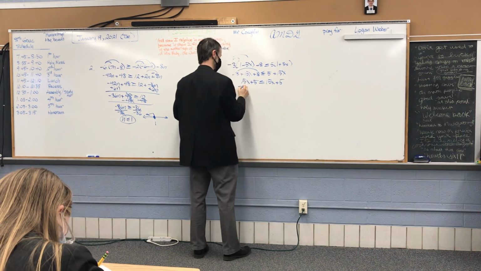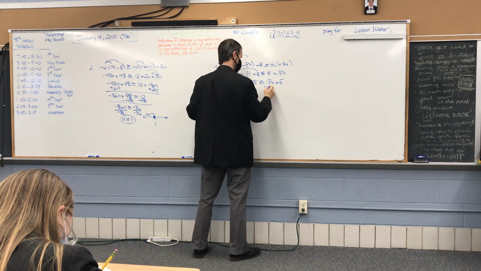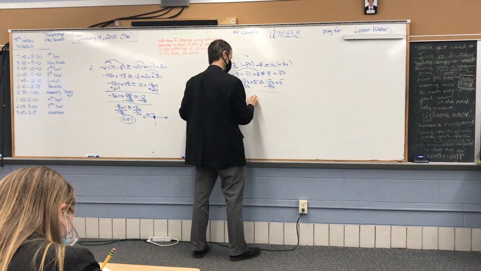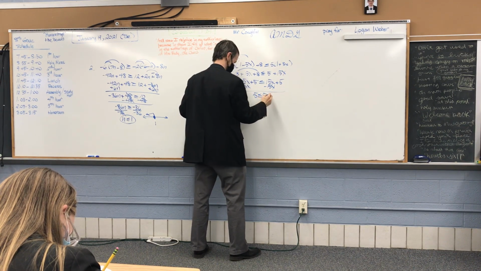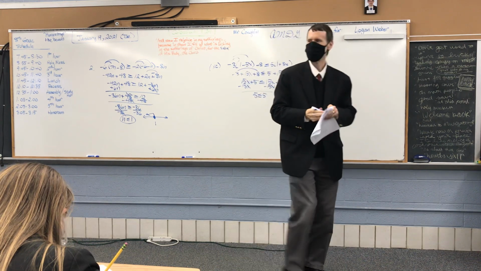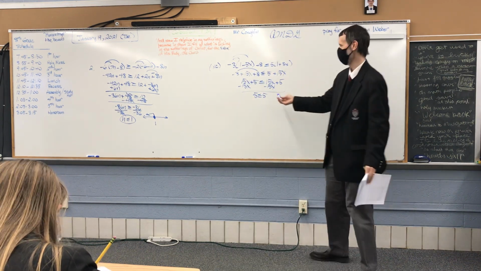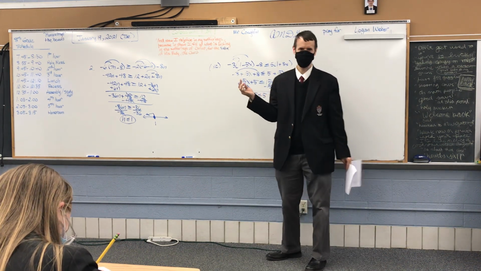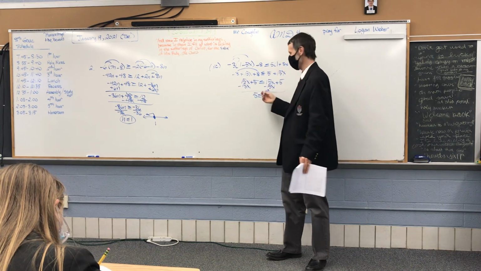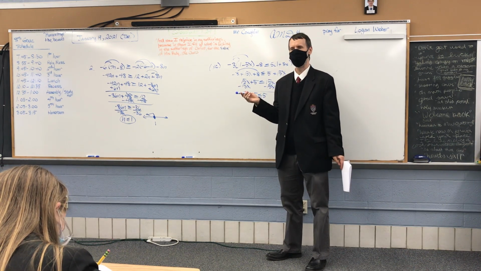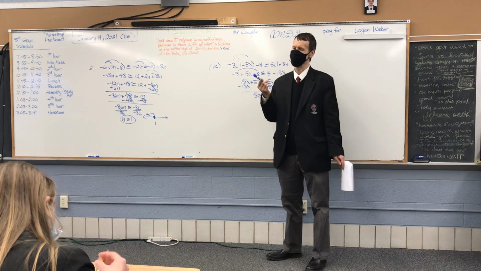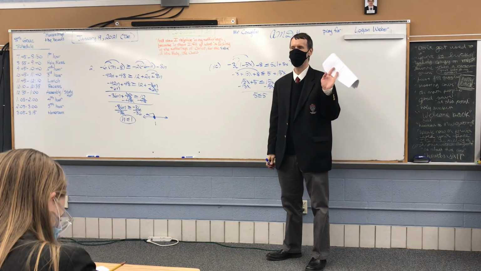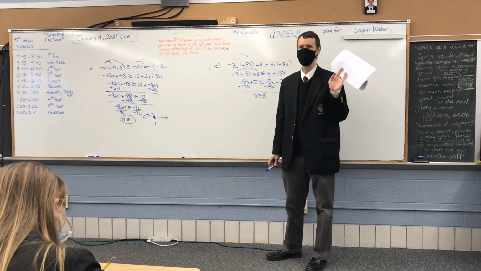I'm going to cancel the 15x, and I get 5 is less than or equal to 5. First of all, that's strange because all my variables died. That's awkward. But is 5 less than or equal to 5? Yeah. How often? All the time. Guess how often we have a solution? All the time. X is all real numbers.